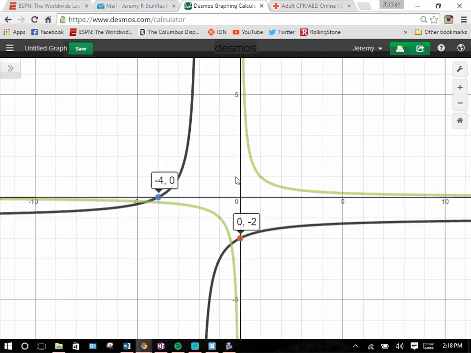Well, let's plug in negative 4. If I plug in negative 4 in here, it's going to be negative 4 plus 2, which is negative 2. 1 divided by negative 2 is negative 1 half. And then I'm going to subtract, so it's a negative sign. No, it's going to be positive 1 half minus 1. That's going to be negative half. So it's off a little bit.